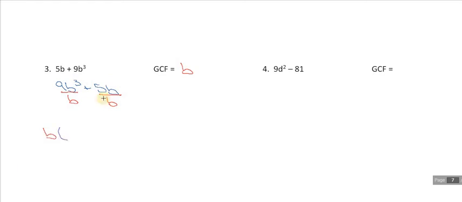When I do 9b cubed divided by b to the first, we're going to be left with 9, because 9 divided by 1 is just 9, b squared, because b cubed divided by b to the first is b to the second, plus 5, and the b's would just cancel here. So 9b squared plus 5 will remain inside. So I now took this polynomial number 3, I factored it, and wrote it as a product.